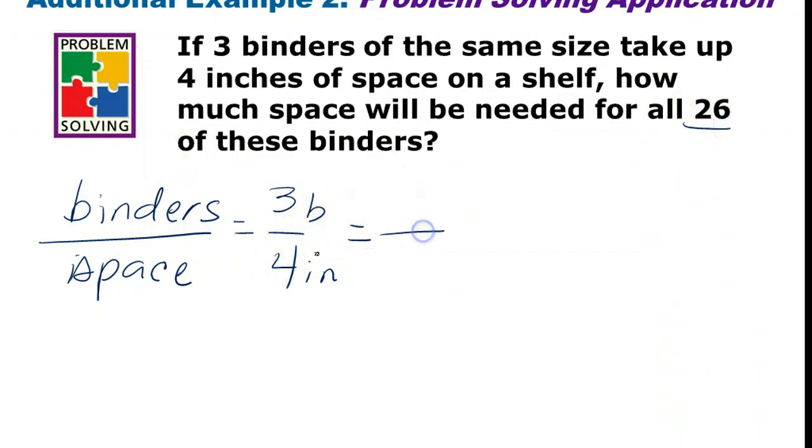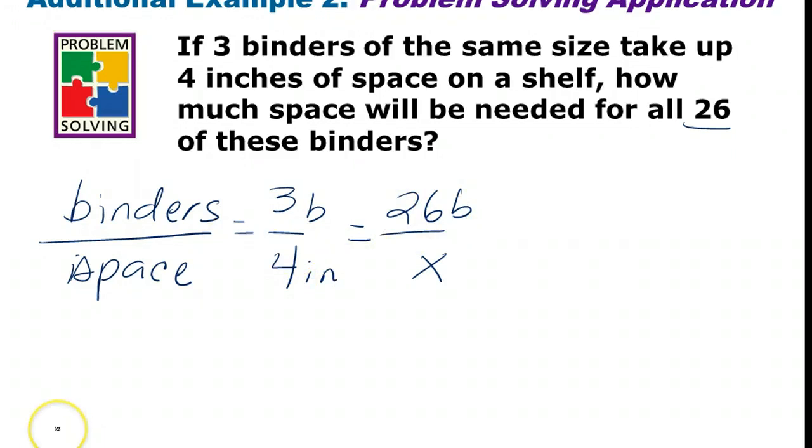Now where will I put my 26? Top or at the bottom? Now 26 binders has to go with binders, so I need to put it on top. And now I need to find the space that I do not know. Okay, and then here we can go ahead and find their cross product.